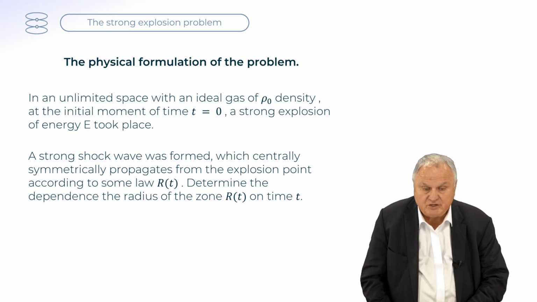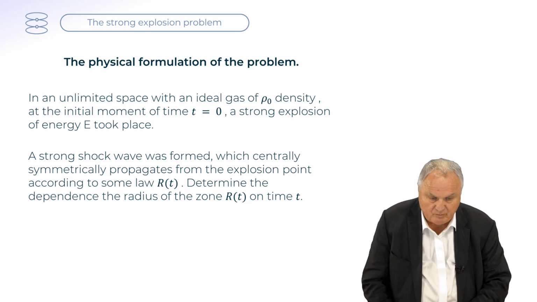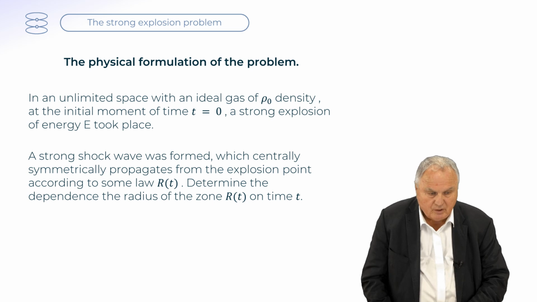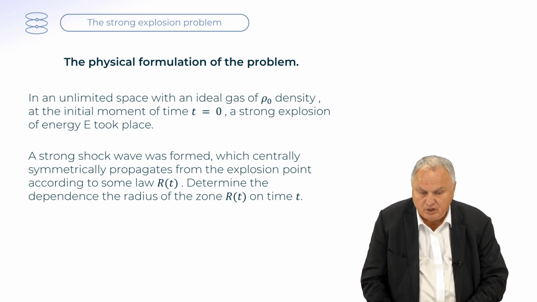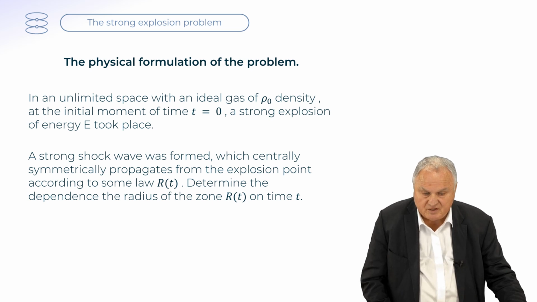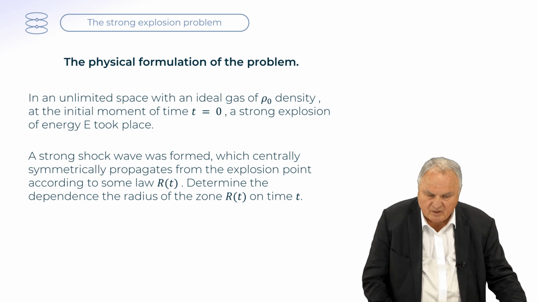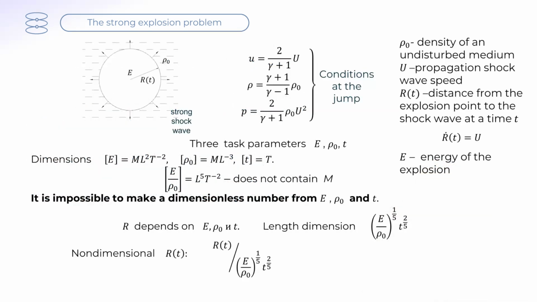The physical formulation of the problem. In unlimited space with ideal gas of density ρ₀, at the initial moment of time t equal to 0, a strong explosion of energy E took place. A strong shock wave was formed which propagates centrally symmetrically from the explosion point according to some unknown law. We need to determine the dependence of the radius of this zone on time.